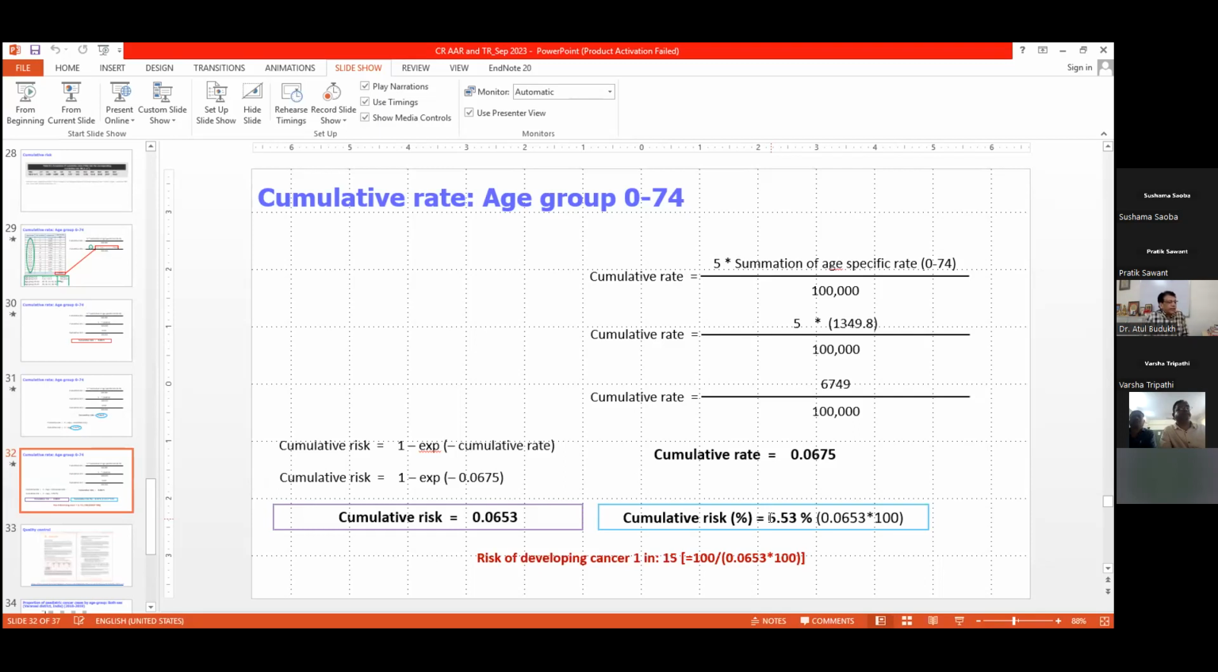So Sonali will continue. You will continue the exercise. Yes, sir. You continue. So I will stop sharing.